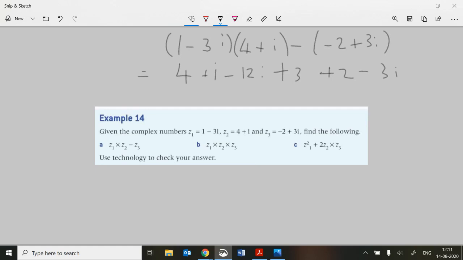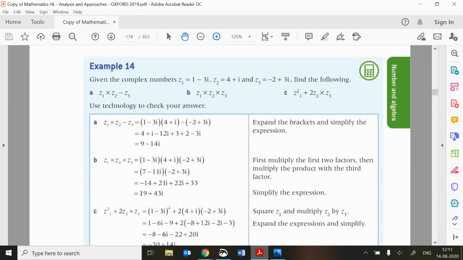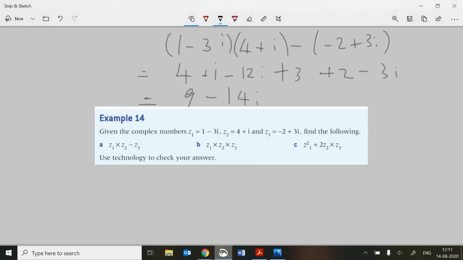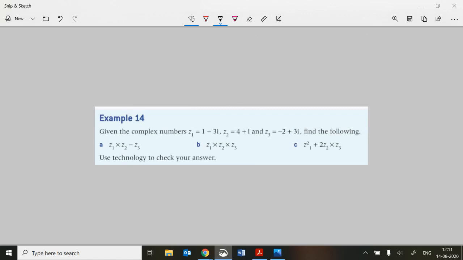And then it's just a simple case of putting everything together. So we've got 4 plus 3 plus 2, so that's giving us 9, and then we've got -14, lots of i there, I think. Let's just check this. Yeah, -14i. You can obviously check with your calculator, and it's a good idea at this point to have a go at this with your calculator as well.